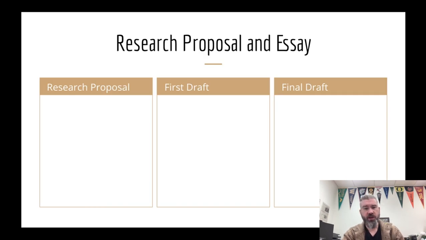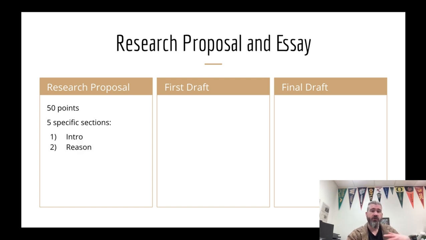As we think about how this goes forward from here, the research proposal, much like the annotated bib, is worth 50 points, and it has 5 specific sections. The intro, and the reason. The reason is like your rationale: the reason this topic needs to be researched. Not the reason that you want to learn more about it, but the reason that we as a society need more research on this.